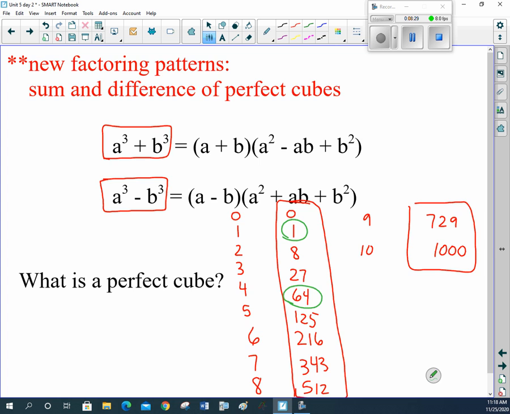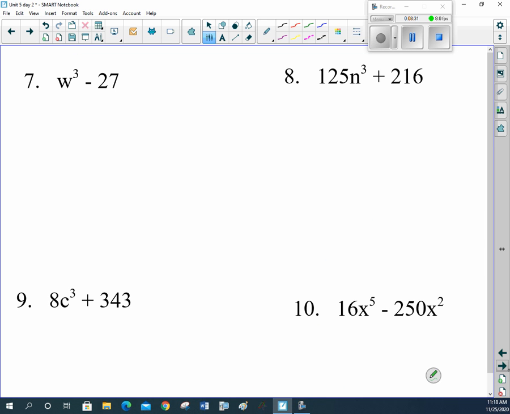Okay, so let's look at some problems and see how this works. So w to the third minus 27. w to the third, that is a perfect cube. 27 is a perfect cube. That was on our list. It's 3 to the third power. So basically what we're looking at is a difference of two perfect cubes. w to the third minus 3 to the third.